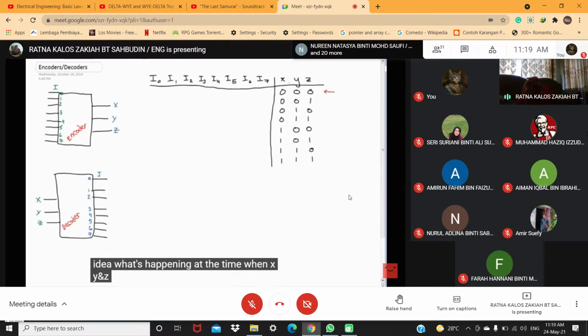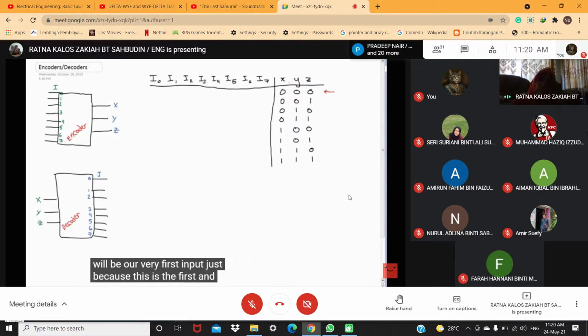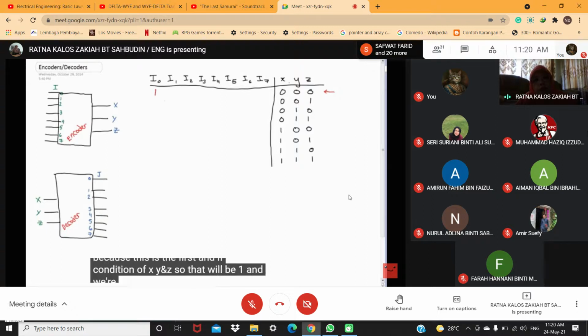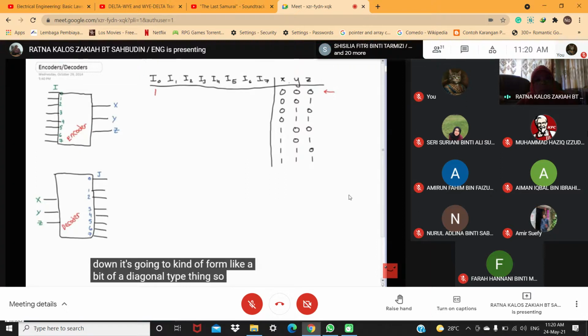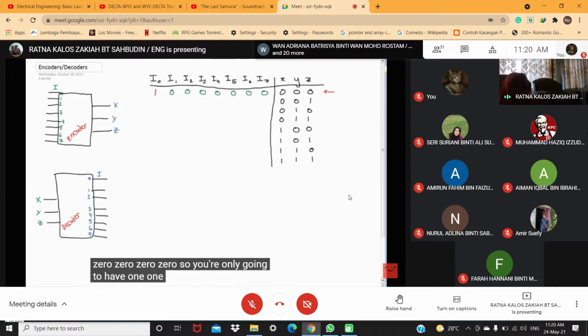When x, y, and z are all 0, that means that our input will be our very first input, just because this is the first condition of x, y, and z. So that will be 1. And we're just going to iterate all the way down. It's going to form a bit of a diagonal type thing. So I'm going to fill in some zeros, and we'll use green for that. 0, 0, 0, 0, 0, 0, 0. So you're only going to have one value on each row of inputs from the encoder.